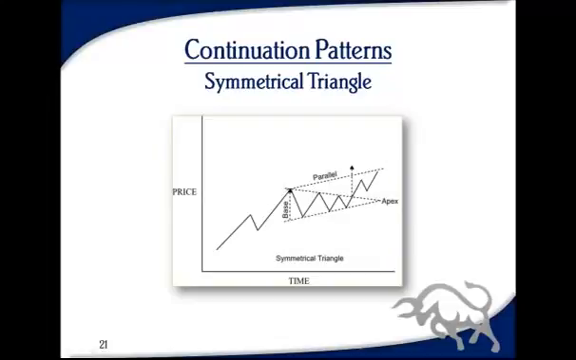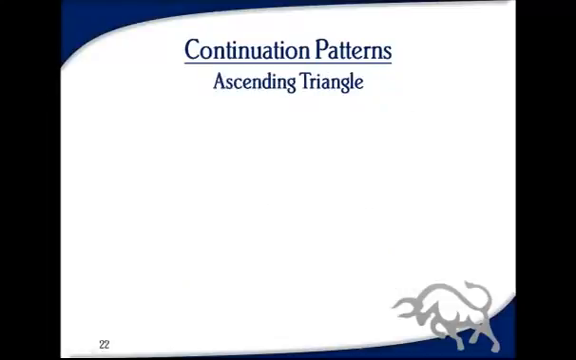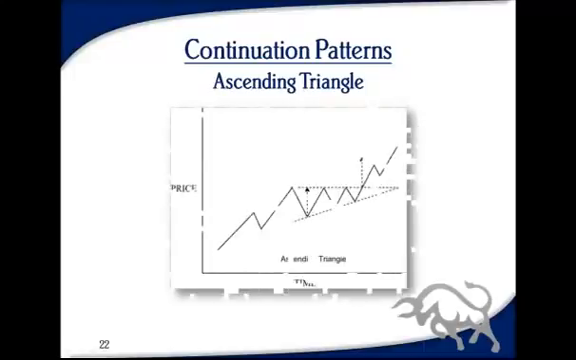Next type of triangle is called the ascending triangle. The ascending triangle is horizontal on the top and has an ascending line on the bottom. This is a different story to the symmetrical triangle, and this is where it's definitely a bullish pattern. In fact, if you see an ascending triangle in a downtrend, it will be a reversal pattern, but that's not so common. It's usually seen in an uptrend as shown here, and again it results in an uptrend.